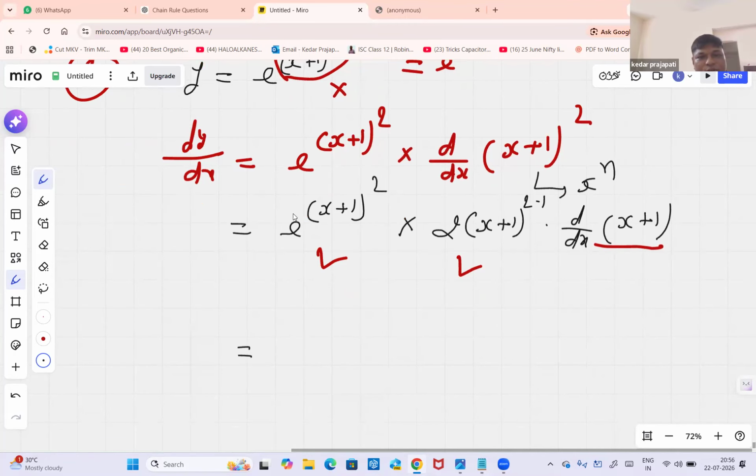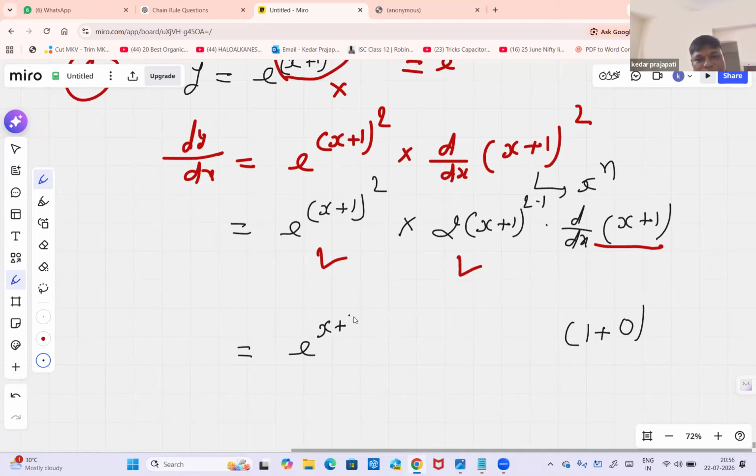So I'm not solving this and this. I'm just going for this. d by dx of x will be, how much will be here? d by dx of x is 1. So inside the bracket, how much will be coming? 1. d by dx of 1 is 0. And then this term will be copied.